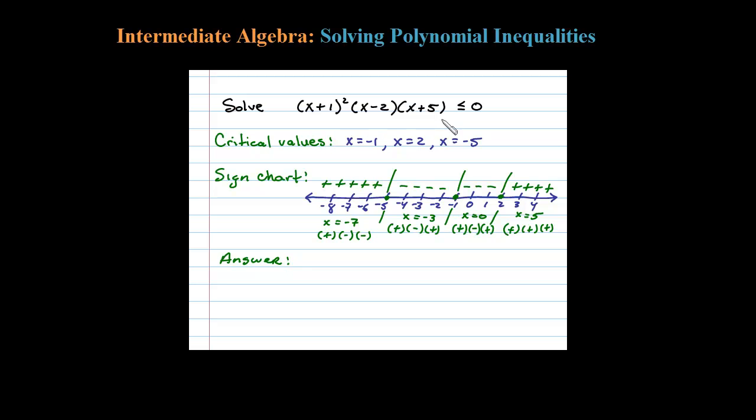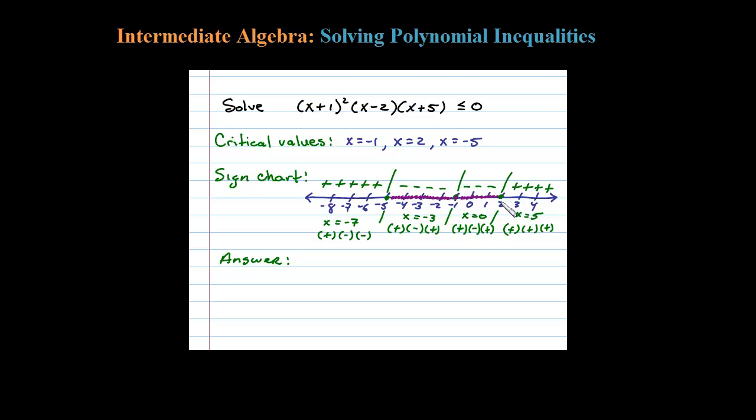The question is, when is this expression less than or equal to 0? When is it negative? So using the sign chart, I'm going to shade in all the x values that yield a negative result. Now since that -1 is included, that's where it actually equals 0. I'm going to shade that in purple.